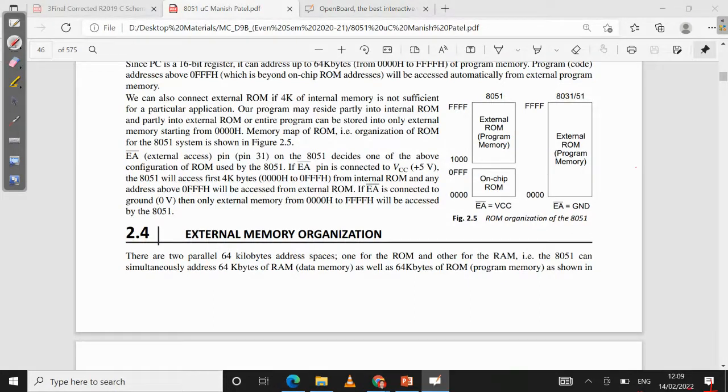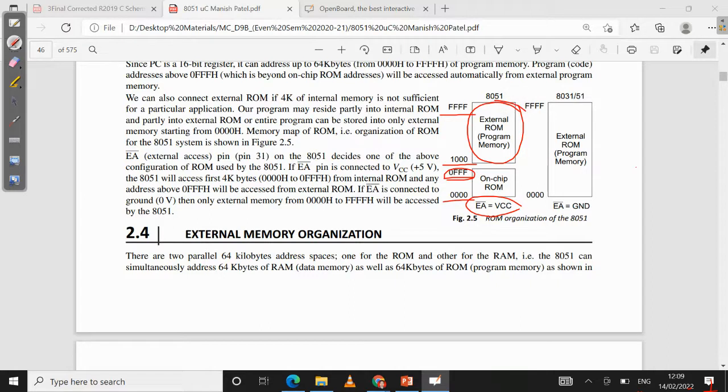When your EA bar, external access, is connected to plus 5 volt या plus VCC, in that case you can access your on-chip ROM from the memory address 0000H to 0FFFH. If you want to access above 0FFFH, that means from 1000H to FFFFH, you can connect external ROM.